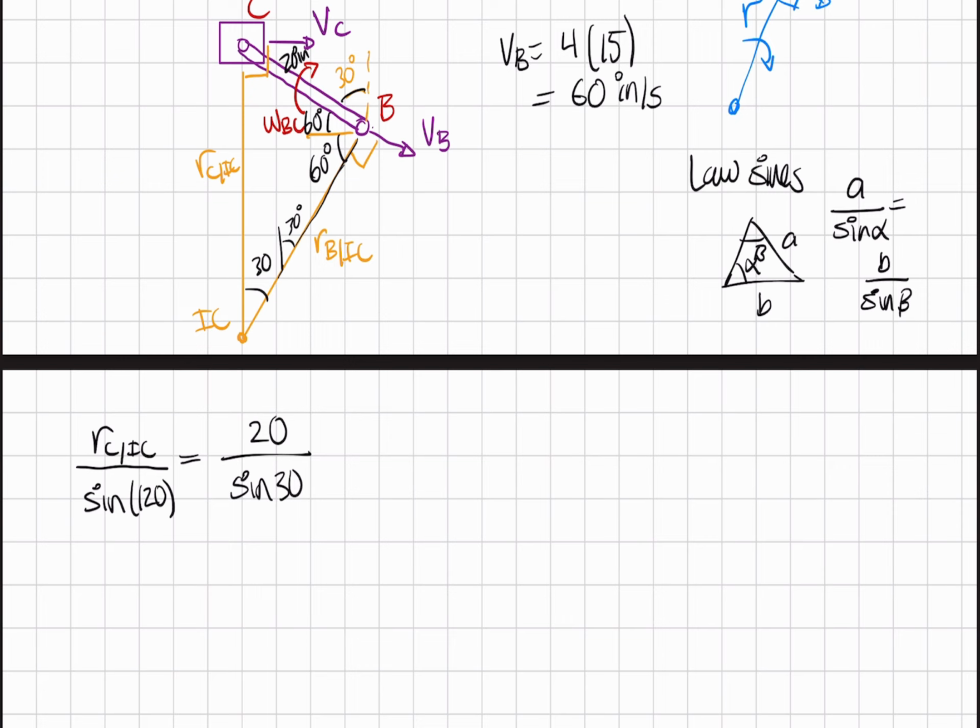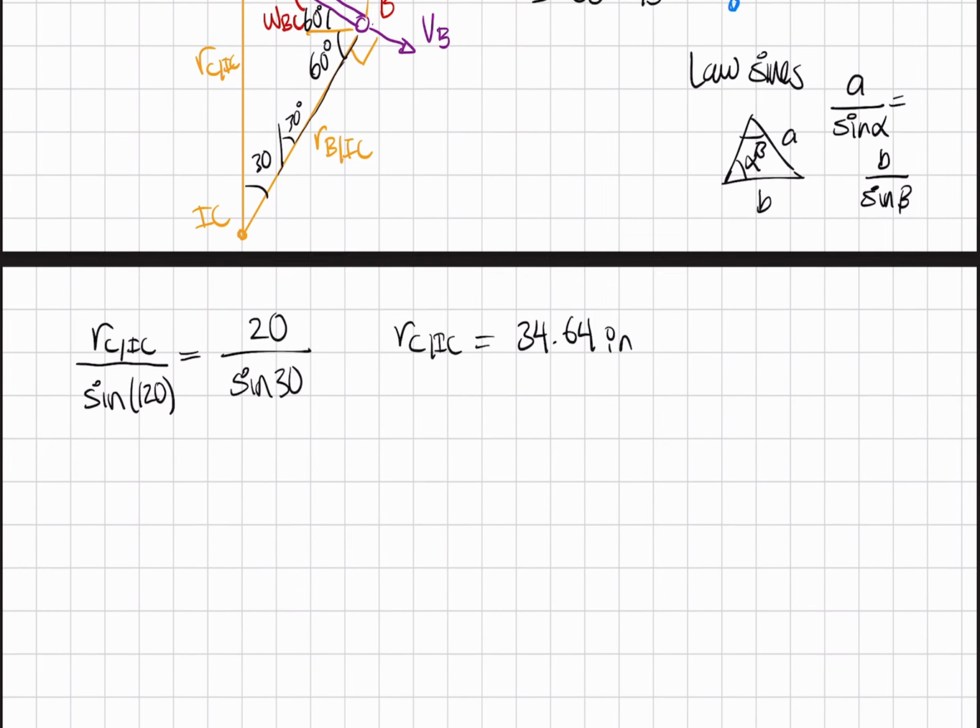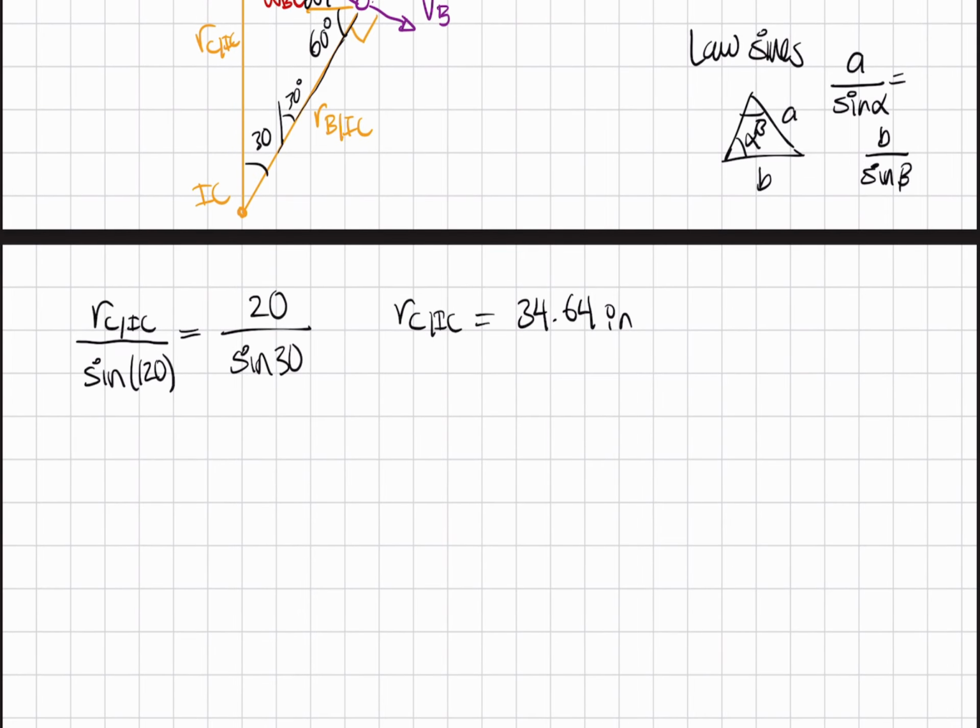Using the law of sines, RCIC is computed as 34.64 inches. I also need to know what RBIC is. So again, using this method of the law of sines, and lastly, RBIC is equal to 20 inches. Okay.